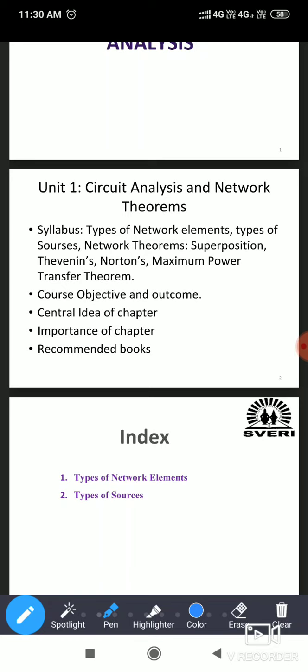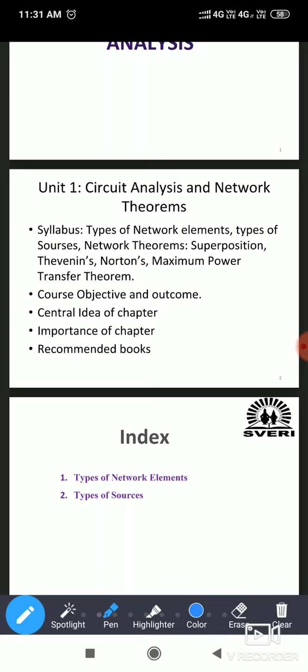Next, what do we mean by the title? The title of the subject is circuit analysis and network theorem. Circuit analysis means whatever prerequisites we learned, that is voltage division, current division, KVL, KCL, nodal analysis, mesh analysis. All that comes under circuit analysis methods to find the parameters, voltage and current. And network theorems: actually there are many network theorems, but for the Solapur University syllabus, or for your syllabus, there are only 4: superposition theorem, Thevenin's theorem, Norton's theorem, and maximum power transfer theorem.